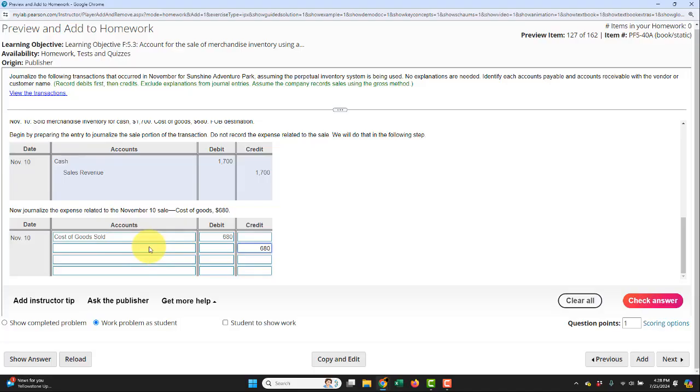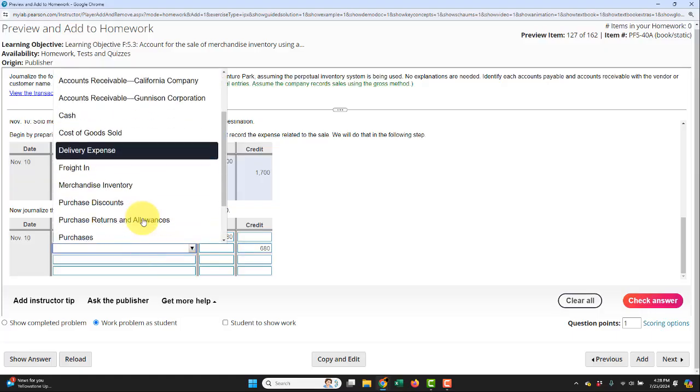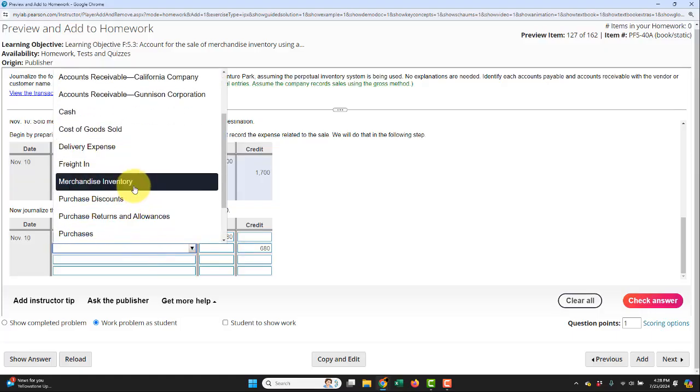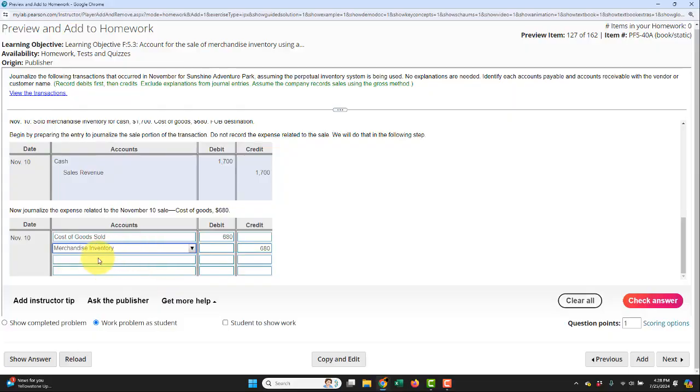We've kind of sold it off to this customer and it's gone. So we no longer have that item in our inventory. So we're going to have to reduce our inventory balance. So that's why we're crediting merchandise inventory.